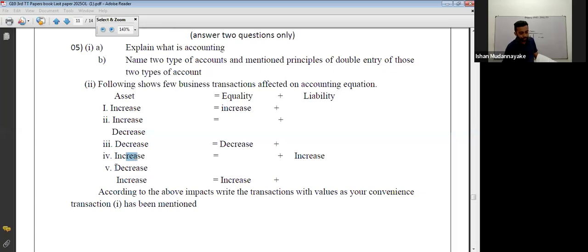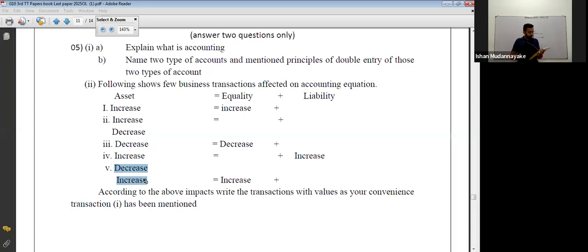Students, look at the Roman number 5. Asset decrease, asset increase, equity increase. What is that? Sold a stock with the profit. Let's say sold 10,000 stocks at 15,000 on cash basis, on credit basis. Clear? Okay, next.